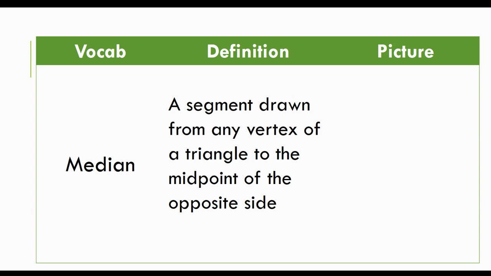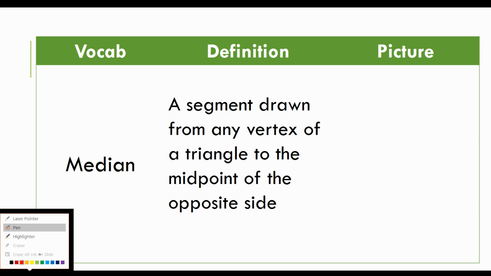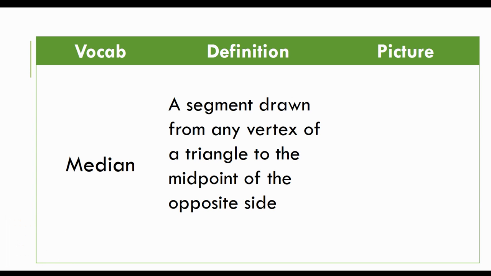We have a word called median. A median is a segment drawn from any vertex of a triangle to the midpoint of the opposite side. So a segment drawn from any vertex. Well, remember, a vertex is one of the angles. So I'm just going to draw a triangle. I'm going to call this triangle ABC.